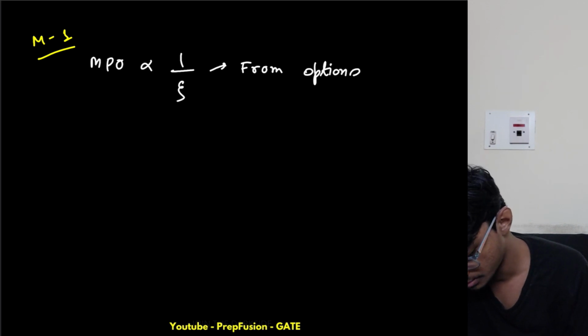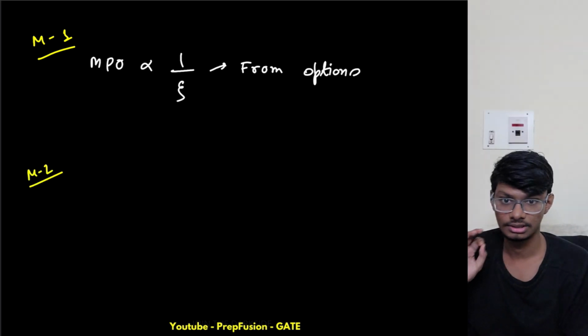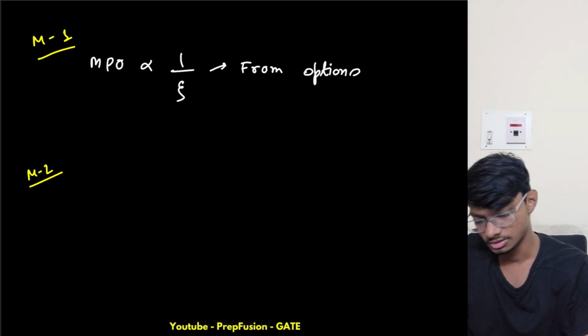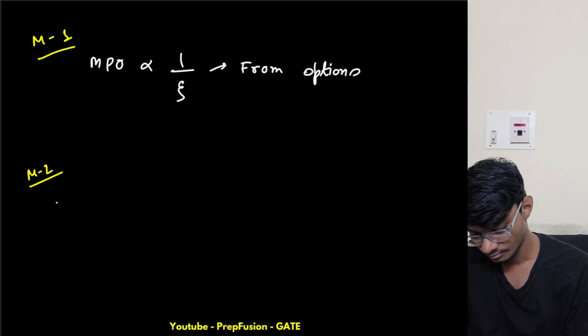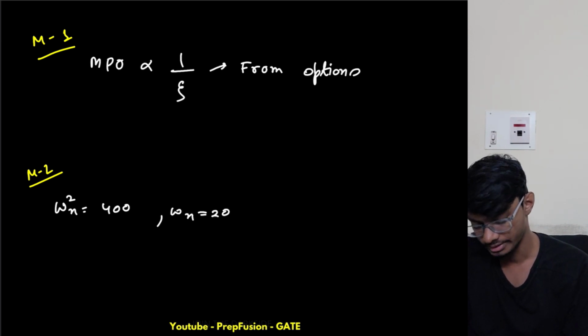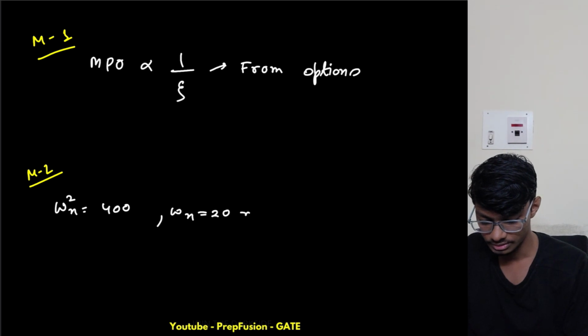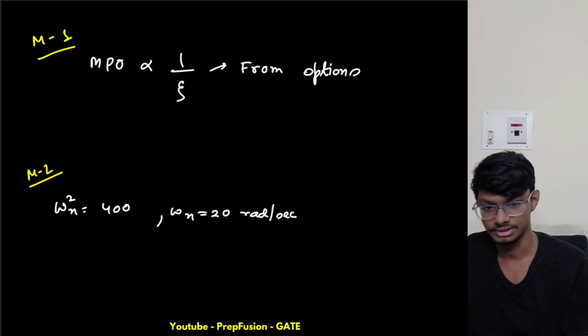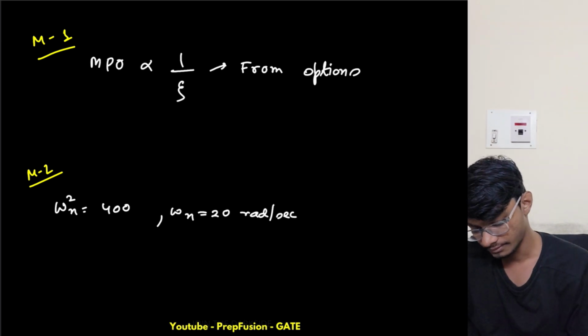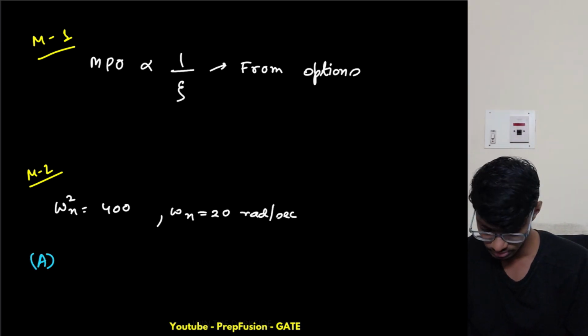But now what is the method? To simply write the MPO for each of them, and then you will understand. So what is my omega n? Omega n square is 400, so omega n equals 20 radian per second. Okay, so now compare for each of them. So let's compare the first.